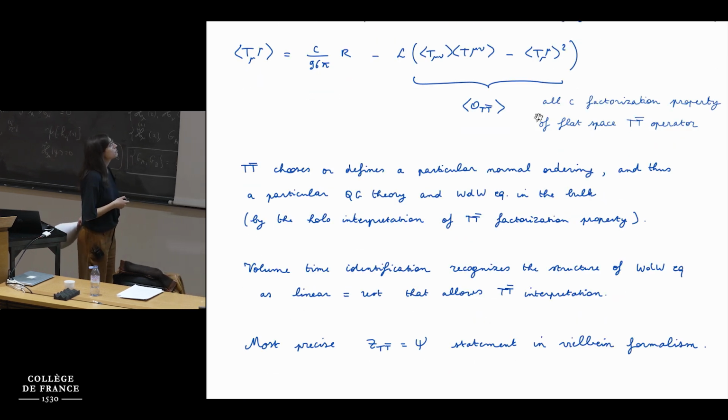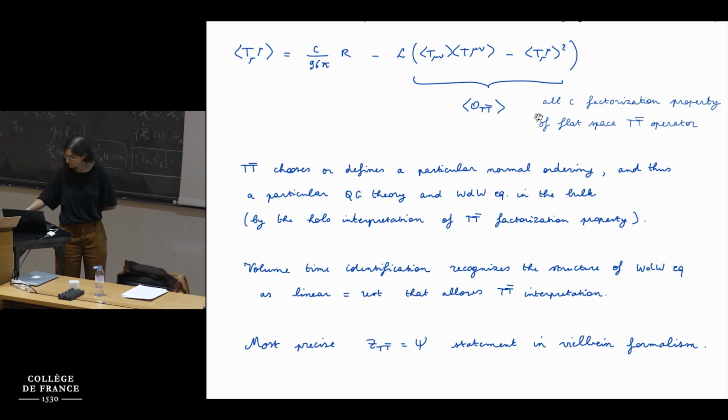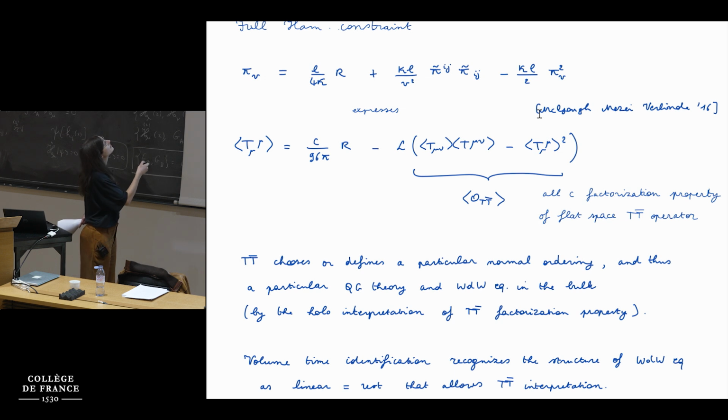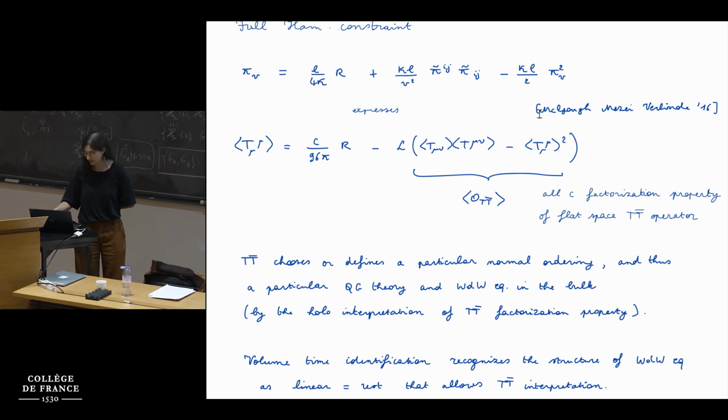What the volume time identification does do for you, though, is that it recognizes the structure of the Wheeler-DeWitt equation as being something linear equals the rest. And that is what you need here upstairs: something linear equals the rest for this TTbar interpretation.